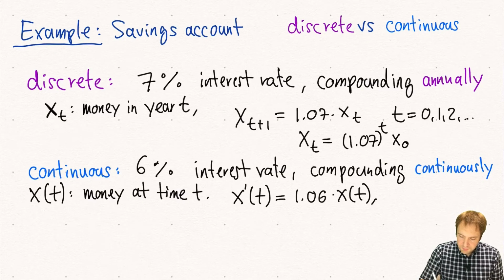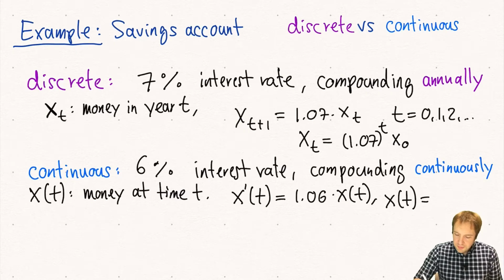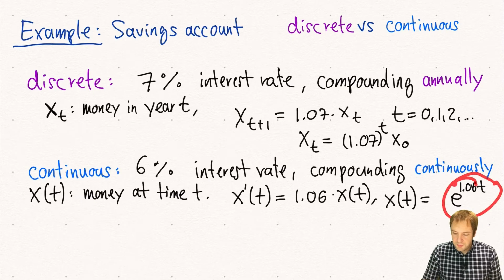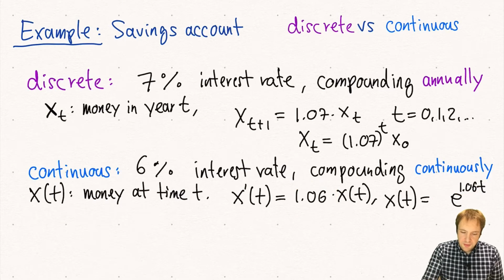But here we see that one solution would be given by saying that this function here, e to the 1.06 t, so if I take the derivative of this function, then I exactly just multiply with this number. And then here we also, in the year 0, we have some starting money here.